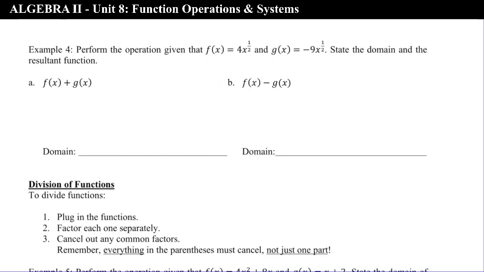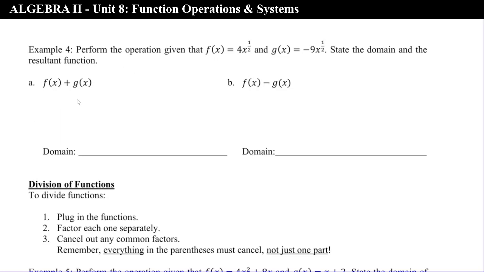So we're going to perform the operation given that f(x) = 4x^(1/2) and g(x) = -9x^(1/2). We're going to state the domain and the resultant function. So remember, x^(1/2) is just another way of writing the square root of x, and that's how I'm going to write it here.